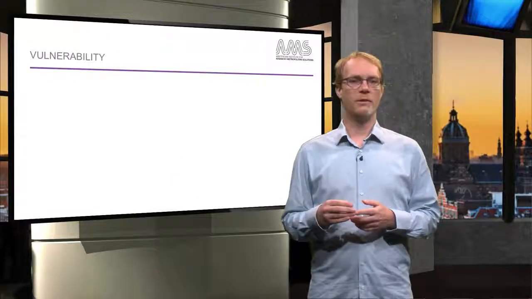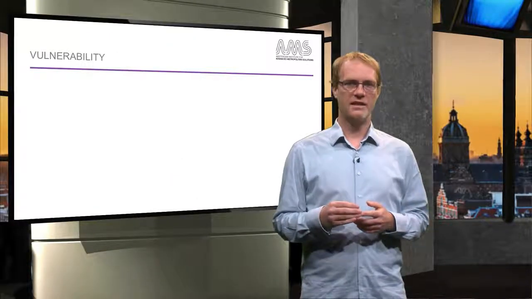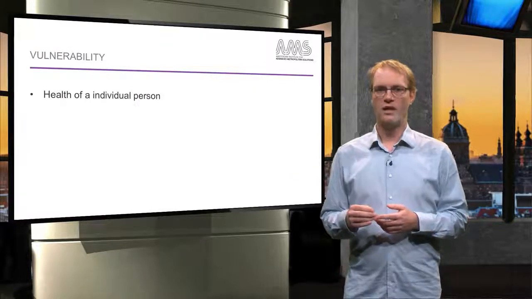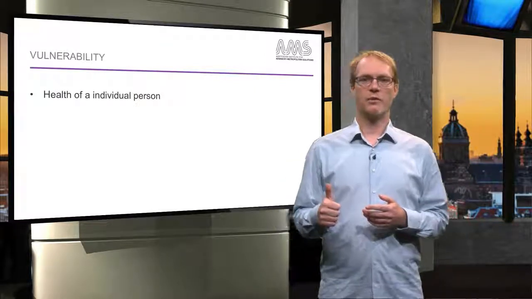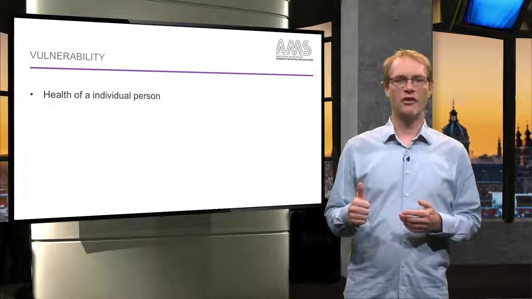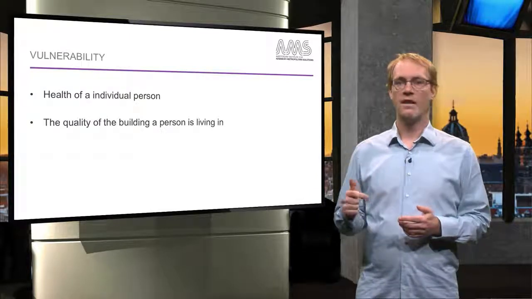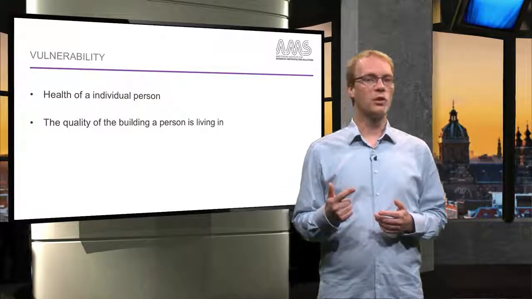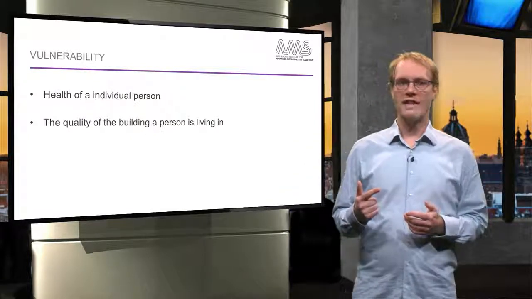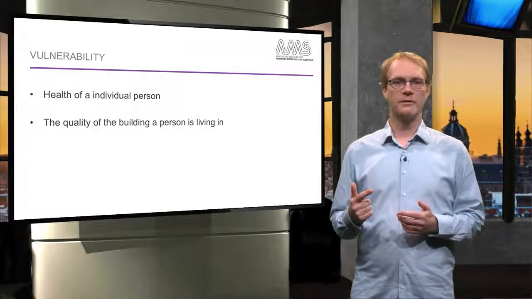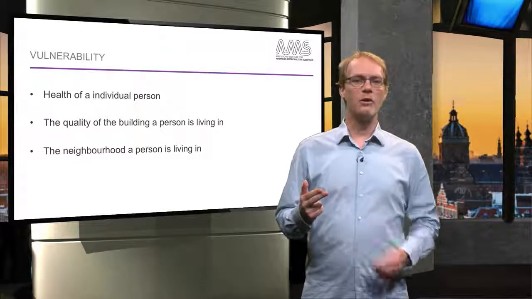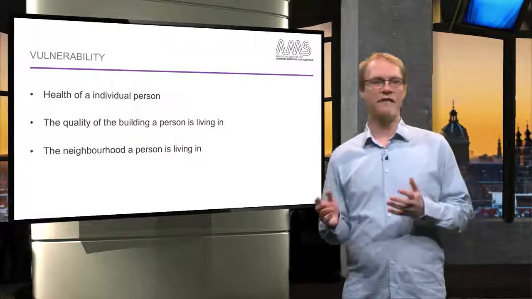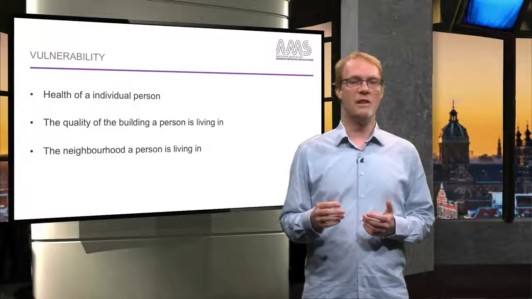How vulnerable a specific person is depends on three aspects. The first, the condition of the individual person. Elderly and sick people are specifically vulnerable. Then, the building the person is living in. Can the house be cooled? Is it well insulated or not? Is sun shading available or not? And third, the neighborhood a person is living in. Do neighbors take care of each other? Are health and other social services available or not?